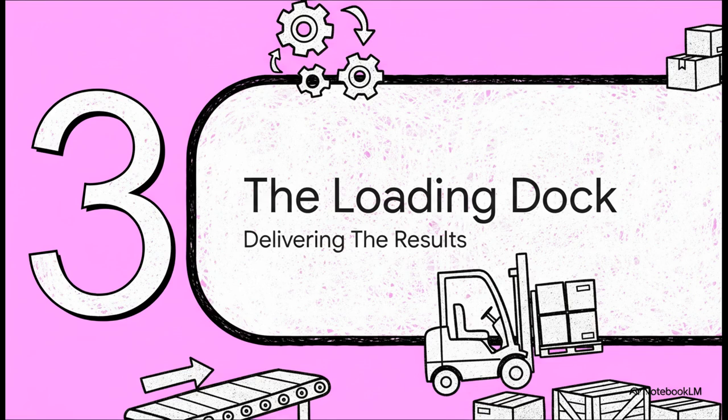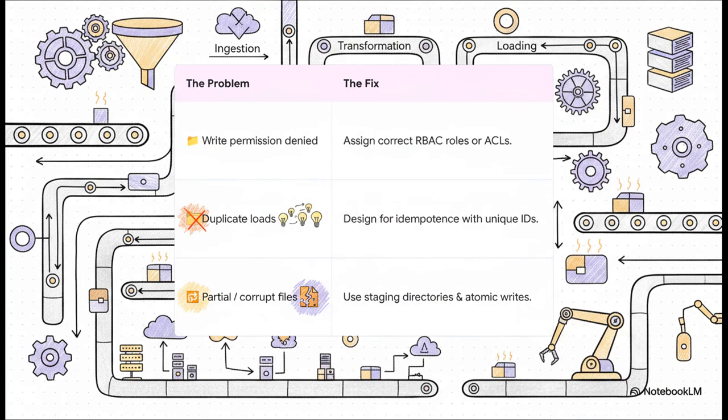All we have to do now is ship it out. Send it to a data warehouse, a report, another system. Simple, right? Well, not always. You can get a permission denied error right at the finish line. It's crazy. Your pipeline had the key to the front door, but it doesn't have the key to the loading dock. Then there's this classic problem, duplicate loads.